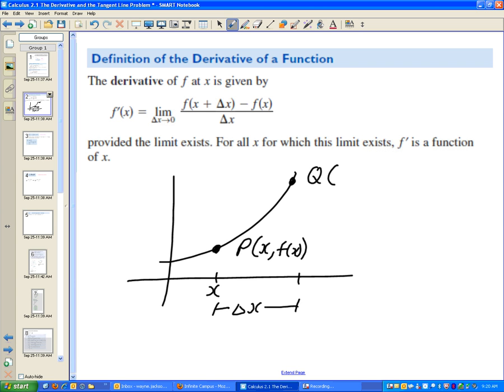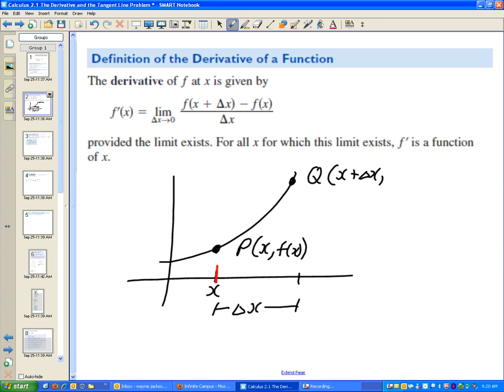So for instance, if delta x was 0.5, then the x-coordinate of Q would be x, because that's where we started here, plus 0.5. If delta x was 0.4, the x-coordinate of Q would be x, because, again, that's where we're starting, isn't it, with an x, plus 0.4. So the x-coordinate of Q is x, because that's where we started, the x-coordinate of P, plus delta x. So that's the x-coordinate of Q.